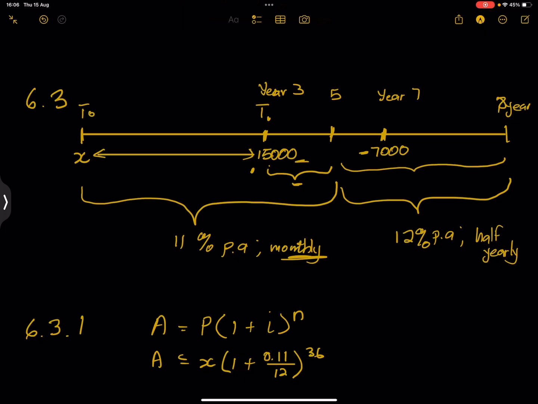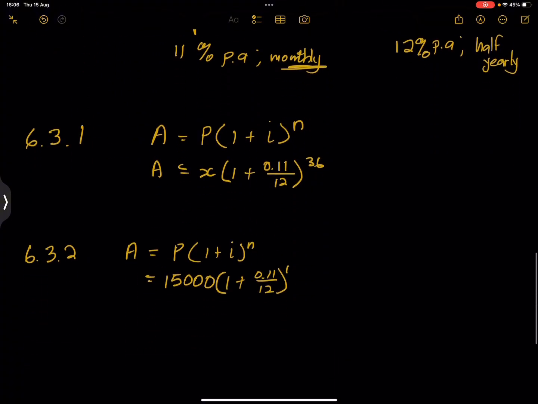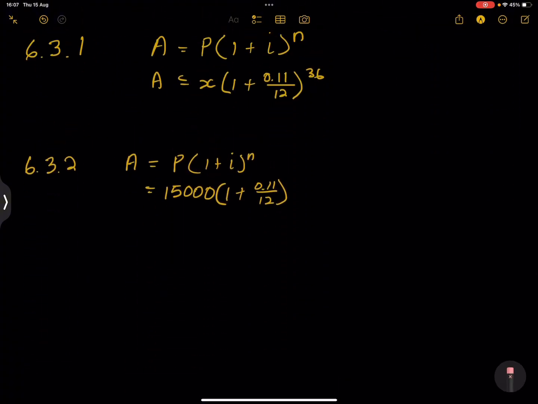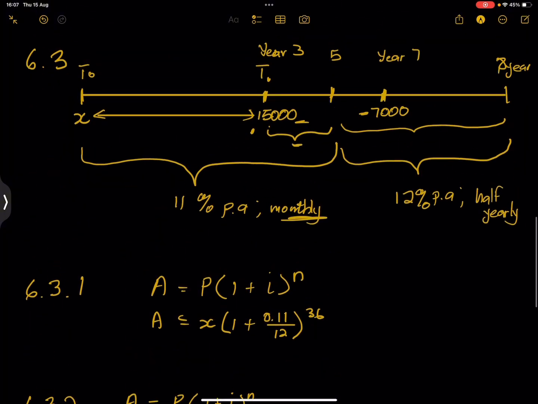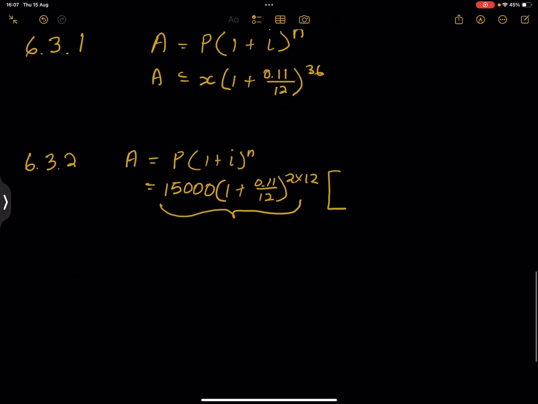From the 3rd year to the 5th year, that would be 2 years. So that would be 2 multiplied by 12 times another, right? So this now becomes the accumulated amount at year 5. But now it undergoes another interest rate period of 12%. So this is times 1 plus 0.12, 12%, but this happens half yearly.